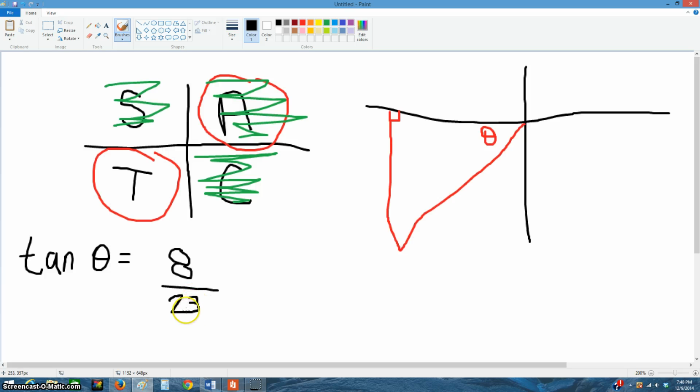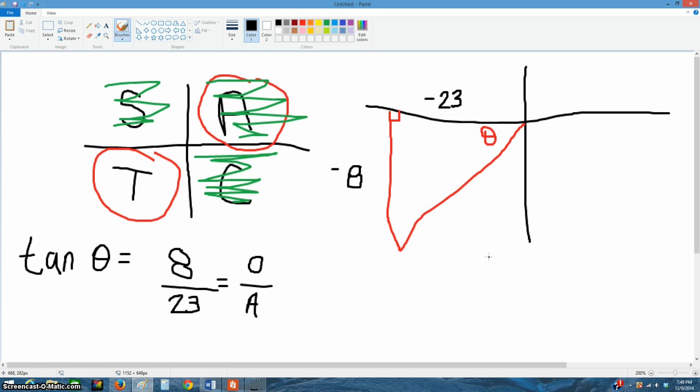And if you remember SOHCAHTOA, that means that tangent is opposite over adjacent. So with respect to theta, opposite is this side right here. So this happens to be 8. And more specifically, it's -8, right? And adjacent happens to be this side right here, which happens to be 23, but more specifically, it's -23.